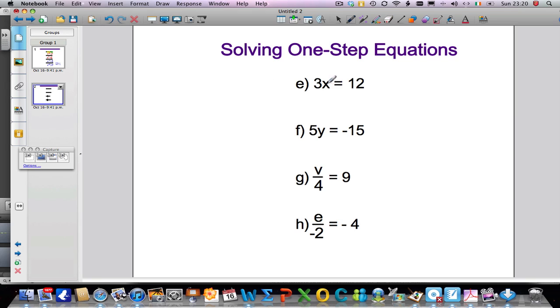This time we've got 3 times x, so in order to get rid of that, I'm going to divide it by 3. So I'm going to divide this side by 3 as well. What we do to one side of the equation over here, I must do to the other. 3x divided by 3 is simply x, and 12 divided by 3 is 4, and that's it, solved. Next one, we have 5y equals 15. I want to get rid of that 5, so I'm going to divide it by 5. Remember, 5y means 5 times y.